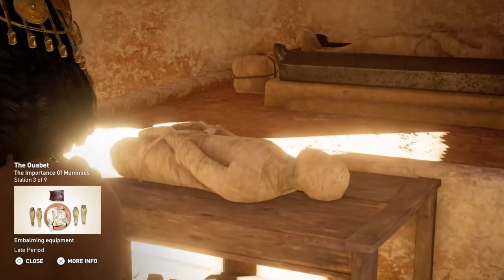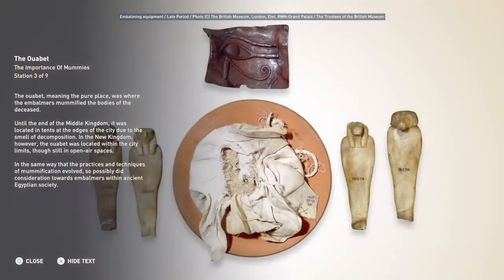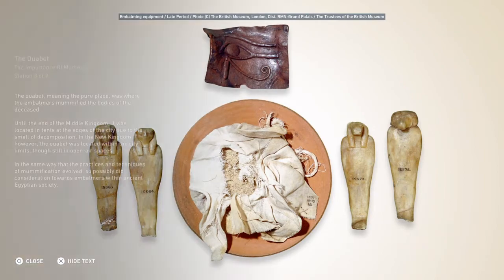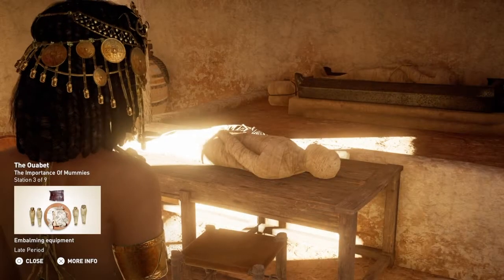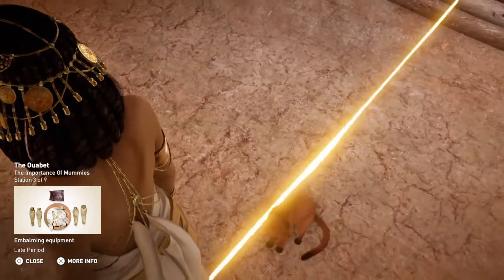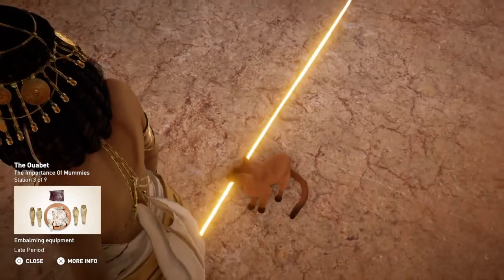The Uabet, meaning the pure place, was where the embalmers mummified the bodies of the deceased. Until the end of the Middle Kingdom, it was located in tents at the edges of the city due to the smell of decomposition. In the New Kingdom, however, the Uabet was located within the city limits, though still in open-air spaces. In the same way that the practices and techniques of mummification evolved, so possibly did consideration towards embalmers within ancient Egyptian society.